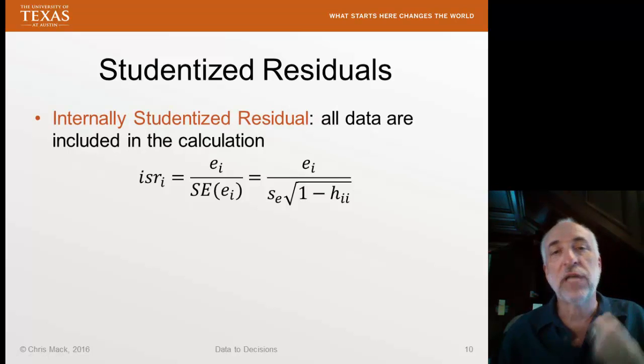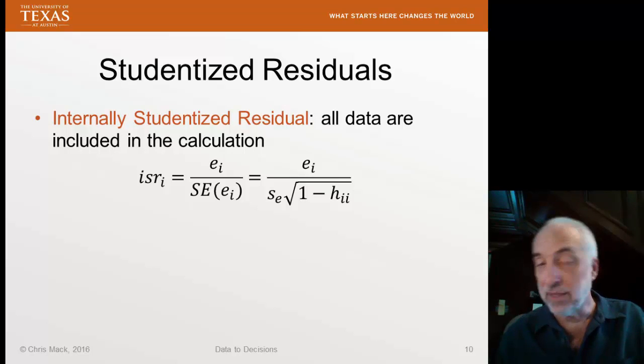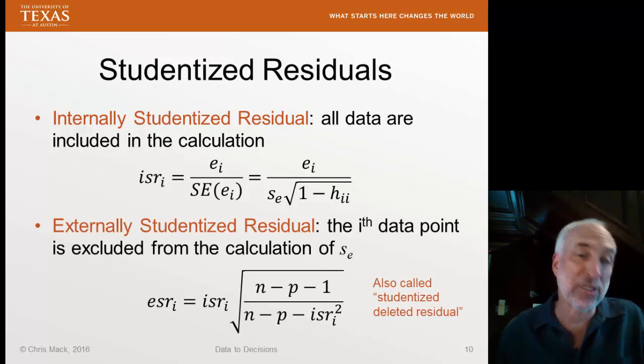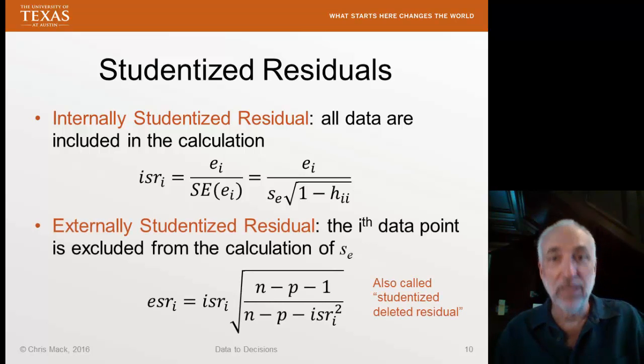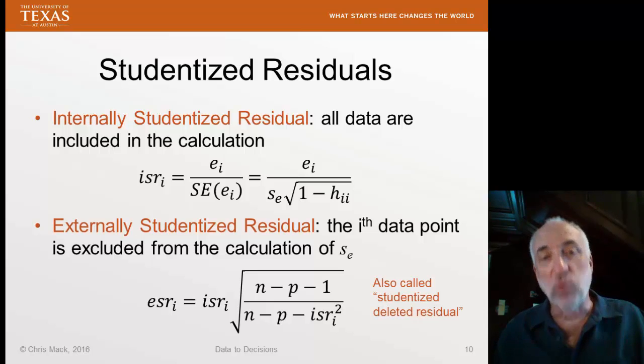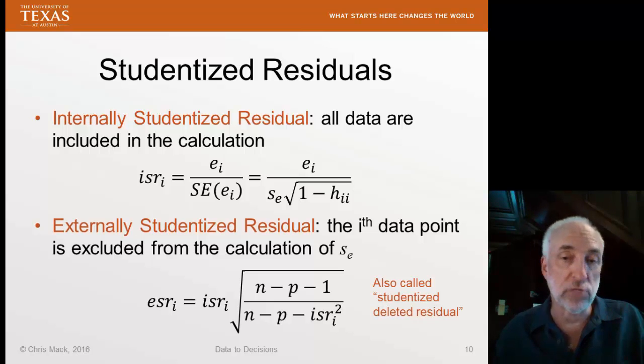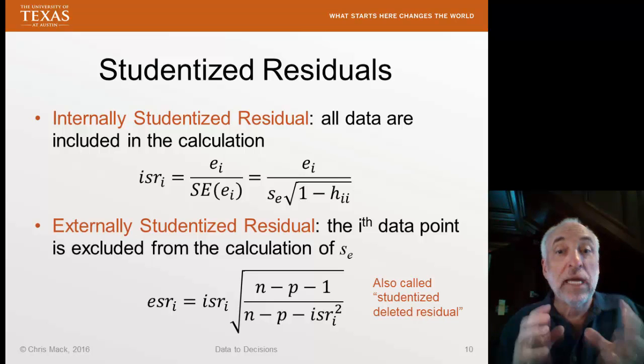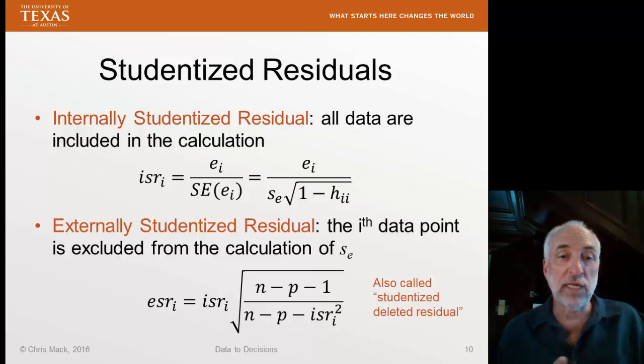The internally studentized residual, however, is not the only way to studentize our residuals. There's also something called the externally studentized residual. The externally studentized residual excludes the ith data point from the calculation of the standard deviation of the residuals whenever we want the studentized residual of the ith data point. So basically, I'm asking what is the studentized ith residual, but assuming the standard deviation excluded that one point.